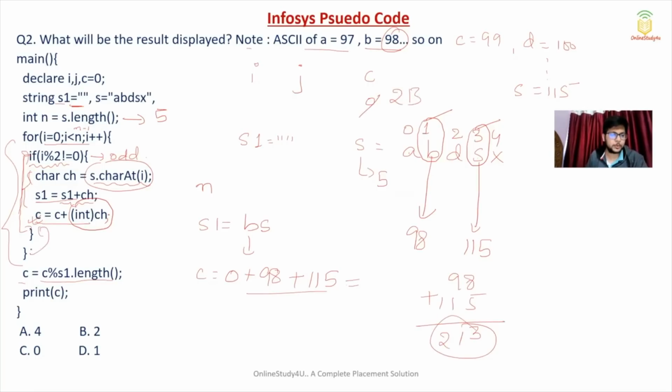When we come outside the loop, we check C mod S1 dot length. So 213, what is in S1? In S1, it is BS, and S1 dot length is 2. So 213 mod 2. Since it is odd, it will give me 1. So D is my correct option. Let's move on to the next question now.